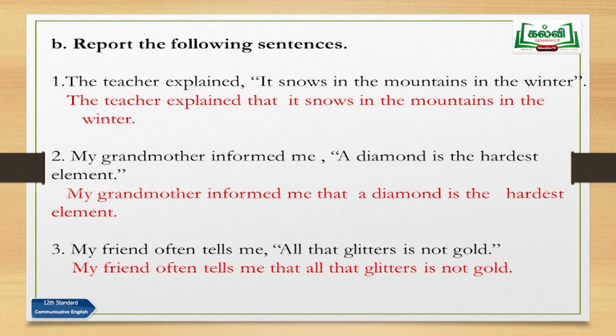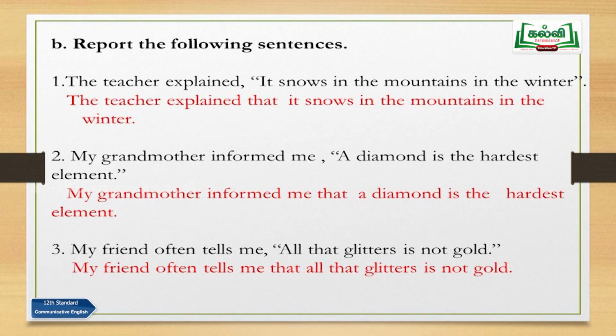I'll tell you how you do it. The teacher explained, "It snows in the mountains in the winter." So every winter this is going to be a recurring feature. This is going to happen regularly. During every winter it's going to snow in the mountains. So you use the same tense, the present tense there. The teacher explained that it snows in the mountains in the winter.